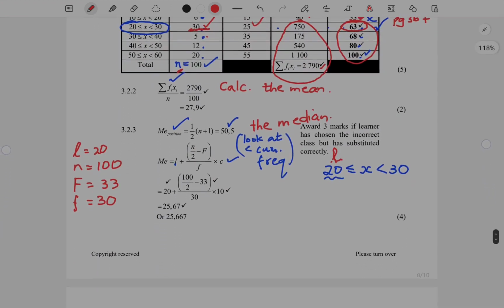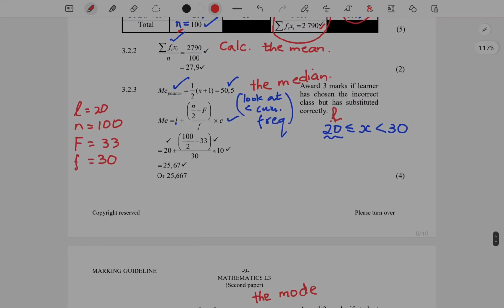Okay, so let's move up a little bit. How do we calculate the length? You calculate the length between 20 and 30, so using your calculator, 30 minus 20. What is 30 minus 20? It's 10. The difference between 20 and 30 is 10. So c is equal to 10. So you've got all your values. These are your values. Then it's very easy.